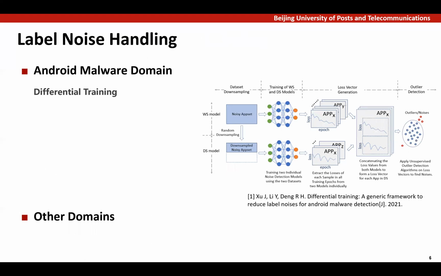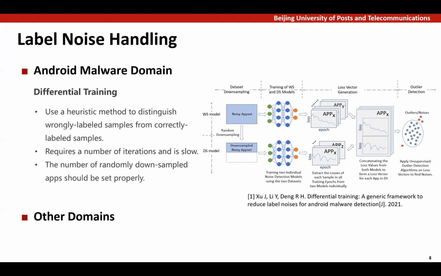To the best of our knowledge, the only existing work targeting noise reduction in Android malware detection is differential training. It relies on a heuristic to differentiate wrongly labeled samples and correctly labeled samples based on their loss values in 2 deep learning models. However, it requires multiple iterations, thus falls short in efficiency.